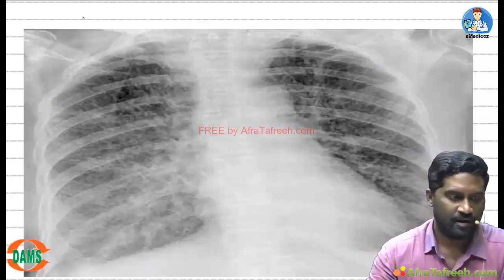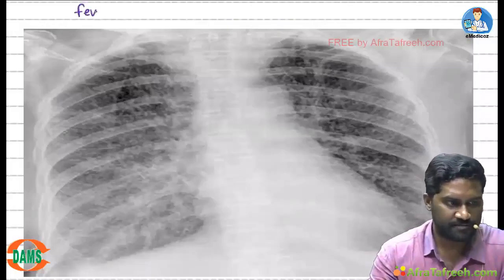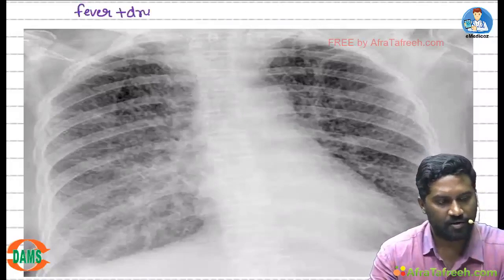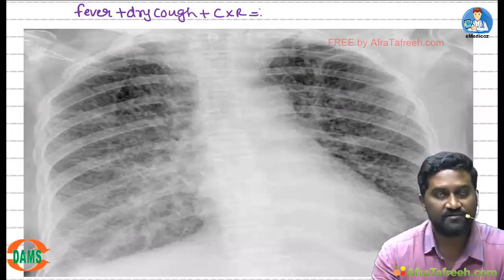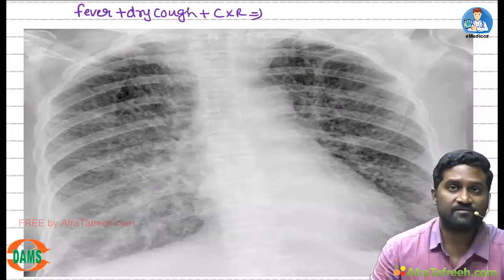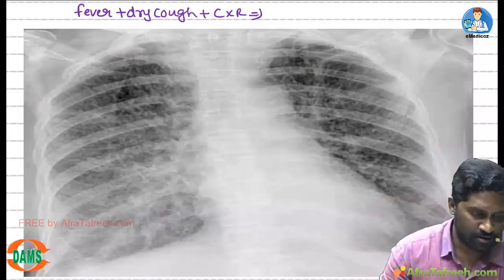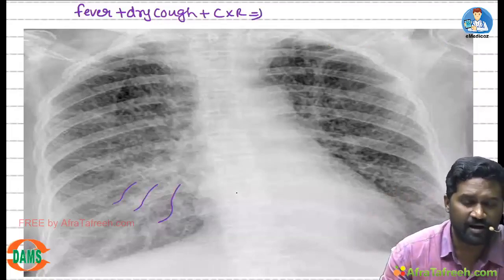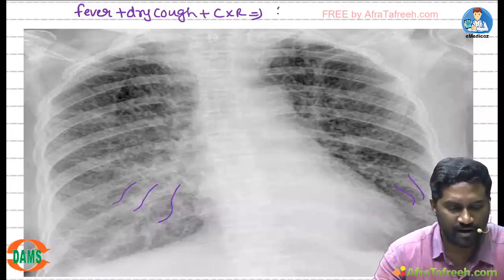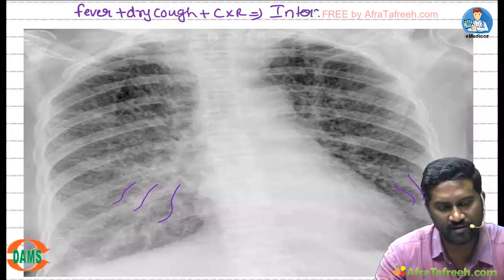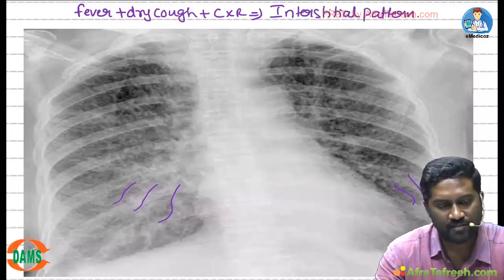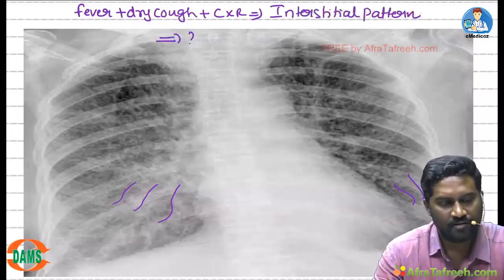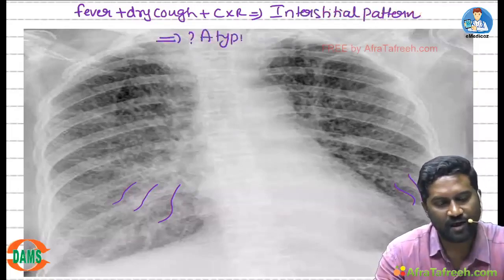Brief revision. Another patient: fever, dry cough, and this is the chest X-ray. Now what do you see in the chest X-ray? You are not seeing any consolidation. You are only seeing some mild haziness. This mild haziness is interstitial pattern. When you see this in combination, your suspicion should be atypical pneumonia.